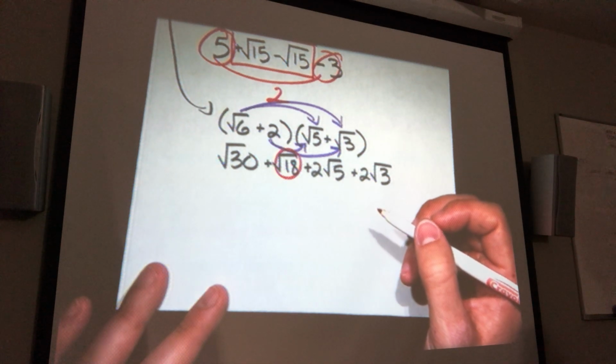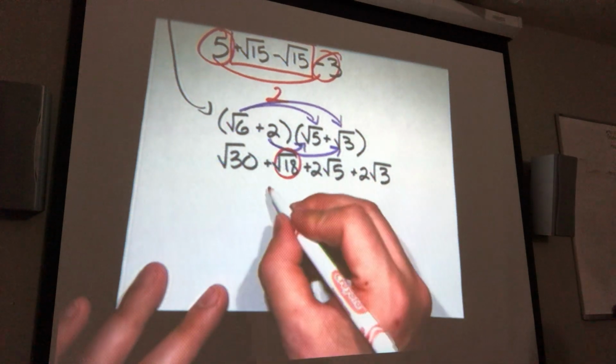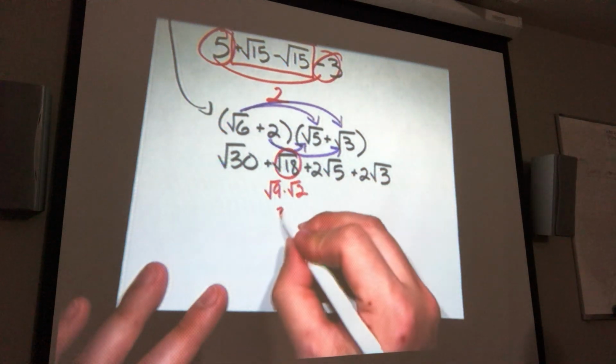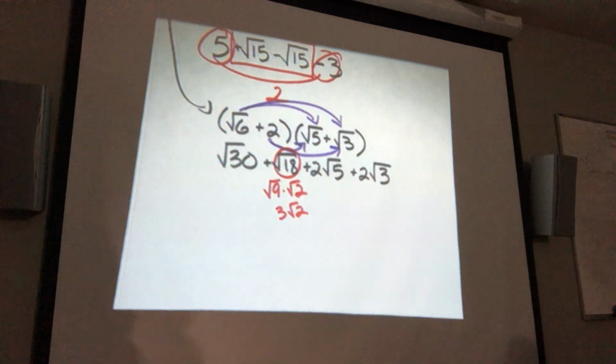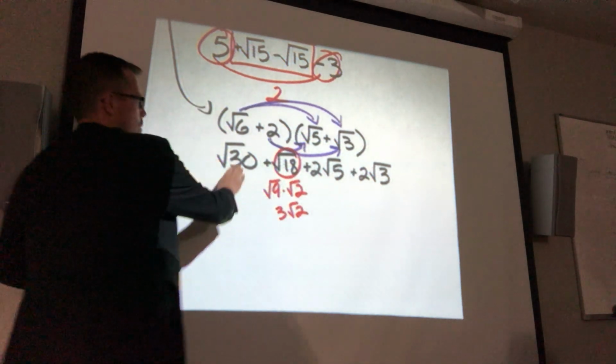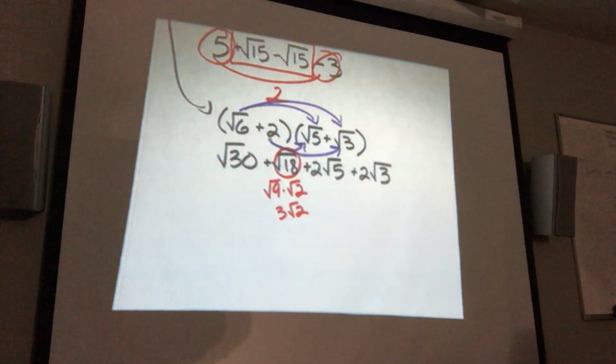What can 18 be divided by? 18 cannot be evenly divided by 4. 9. This is square root of 9 times square root 2, which is 3 root 2. Now 3 root 2 is great. Unfortunately, we still can't combine it. Root 30, root 2, root 5, and root 3 are all different, so I can't combine any of that stuff.